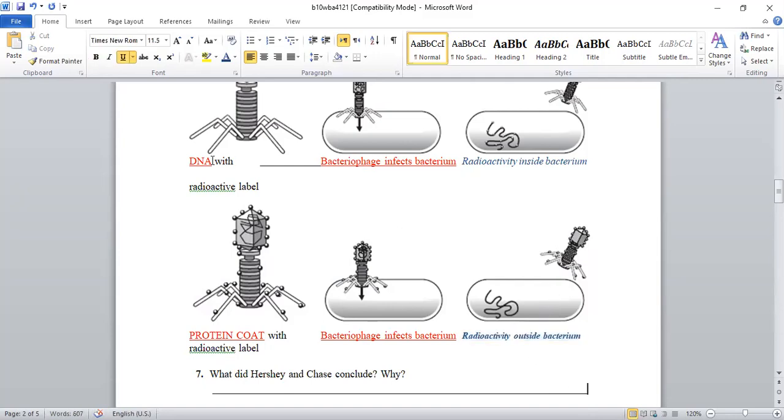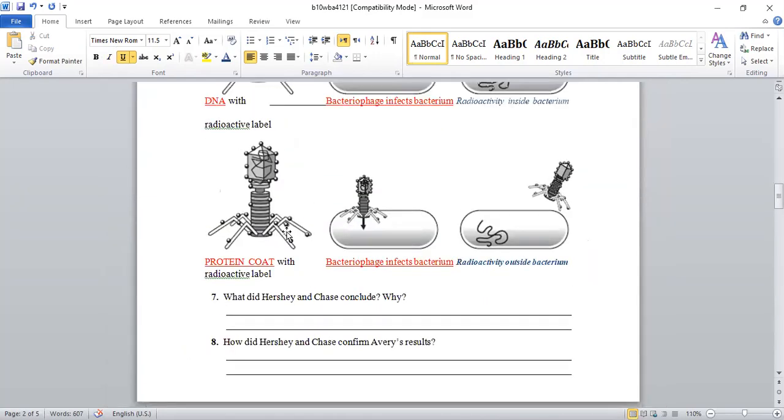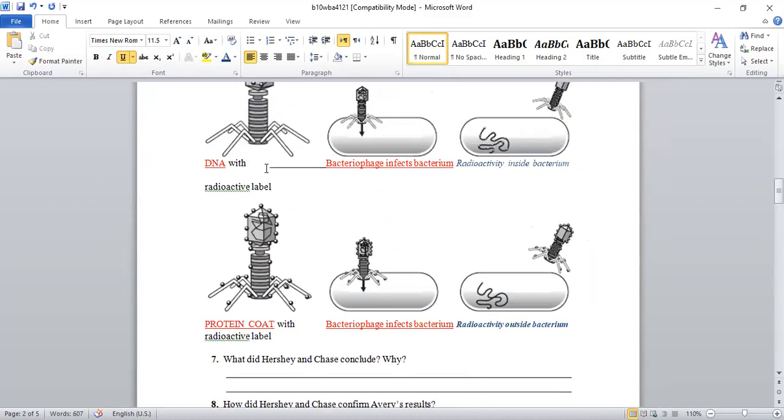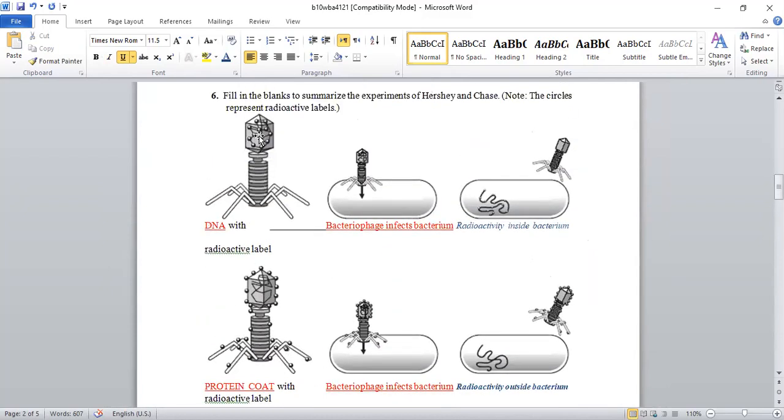Boys, do you get it? Here the DNA was radio labeled. Actually, this is the core of the experiment. The DNA was radio labeled, and we found the radio labeled DNA inside the bacteria. Here, the protein coat was radio labeled, and we found the protein coat outside of the bacteria.